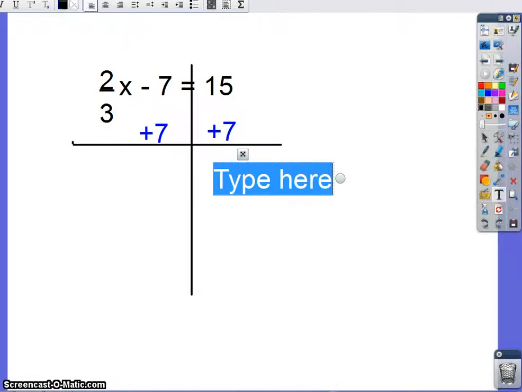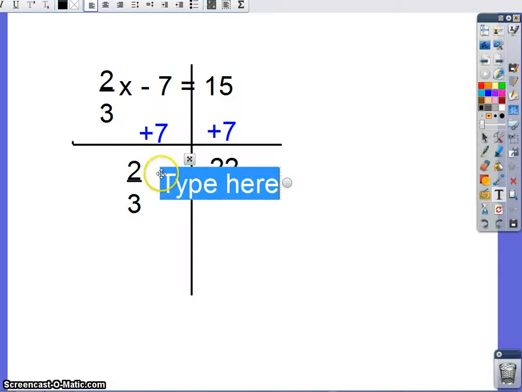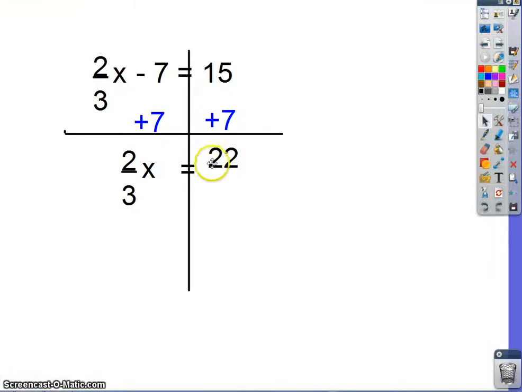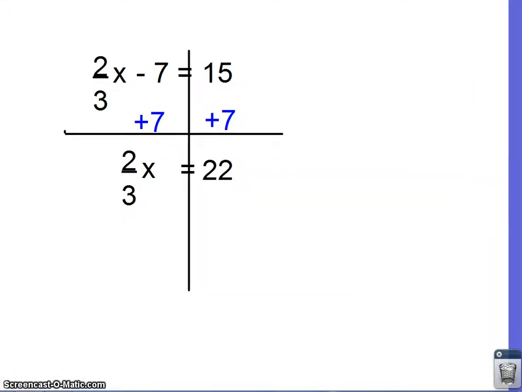Okay. And then when I do that, on this side of the equation, I'm going to get 22. And negative 7 plus 7 is 0, so I'm left with just 2/3 x, and that equals 22. Okay, so now I want to get x alone here, so I need to get rid of this 2/3, and to do that, I'm going to go ahead and multiply both sides by 2/3.